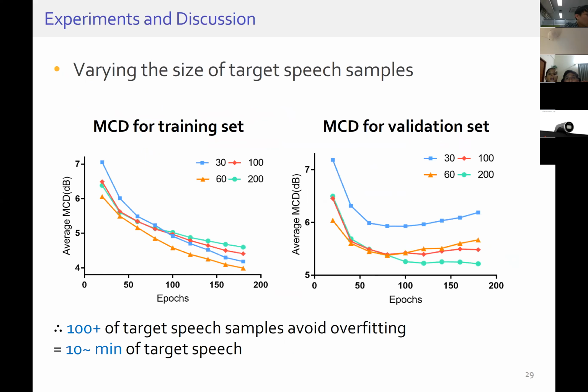We performed the MCD measurement on the training set and validation set, varying the training set size from 30 to 200. As shown below, when the training set size was lower than 100, an overfitting circumstance occurred. In other words, if users provide longer than 10 minutes of speech samples, the voice conversion model can be successfully trained with better generalization performance.